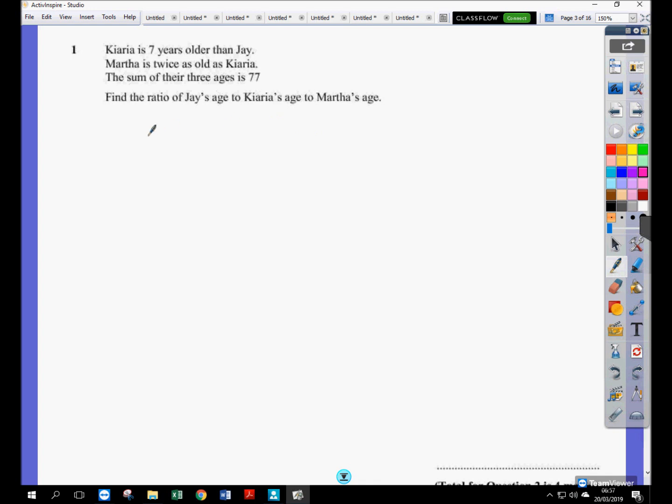So we have three different people, Jay, Chiaria, and Martha. If we write their names, Jay, Chiaria, and Martha, we need to assign some algebra to this. Now I like to use the letter X. Chiaria is 7 years older than J. J is currently undefined, so let's call J X. Chiaria is 7 years older than J, so not 7x, but J's age plus 7 years. So that's x plus 7.